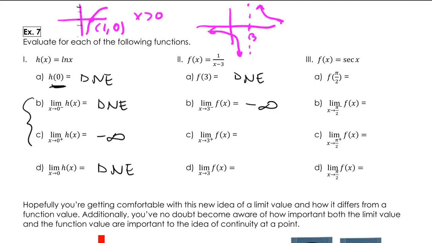3 from the right goes to positive infinity. Are the left and right hand limits the same? No way. So the overall limit does not exist.